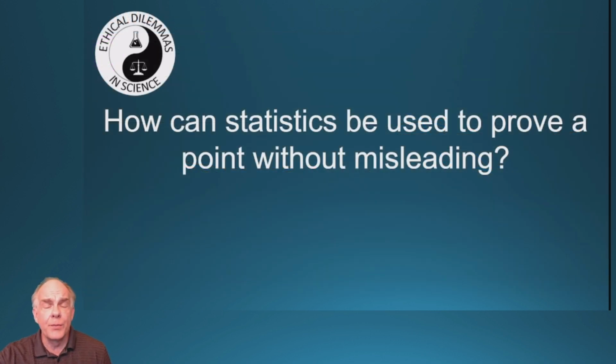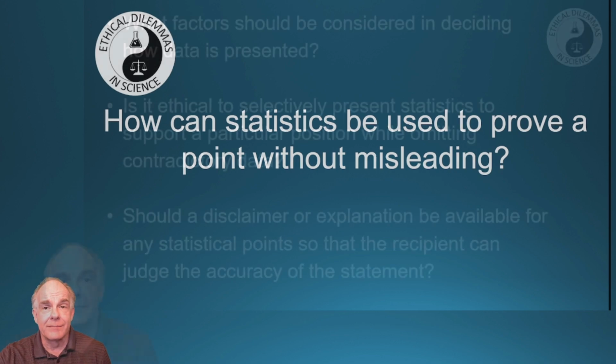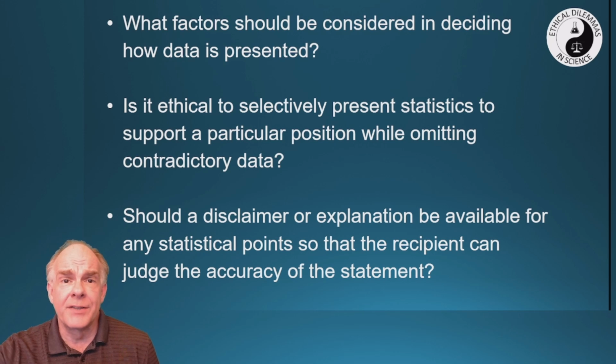So as we consider this week's ethical dilemma in science, please leave your comments below as to how we can use statistics to prove a point without misleading. To help the thought process get started, I've got a couple prompts for you to consider. What factors should be considered in deciding how data is presented? Is it ethical to selectively present statistics to support a particular position while omitting contradictory data? And then finally, in scientific papers, researchers explain where the data came from and how they analyzed the data. Should a disclaimer be available for any statistical points so that the recipient can judge the accuracy of the statement on their own?